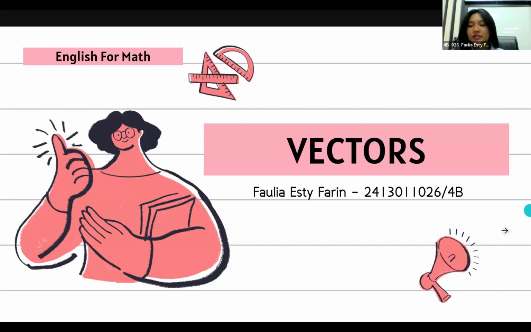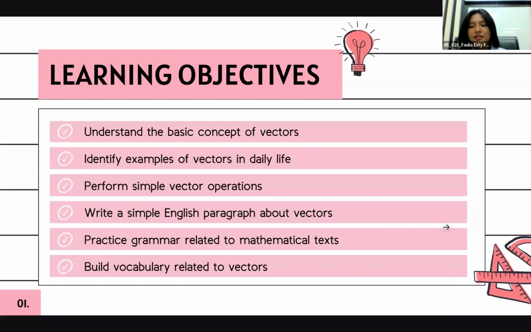Today we are going to learn about factors. Before we begin, let's look at our learning objective. After this lesson, the student is able to understand the concept of factors, identify examples of factors in daily life, perform simple factor operations, write a simple English paragraph about factors, practice grammar related to the mathematical text, and create vocabulary related to the factors.